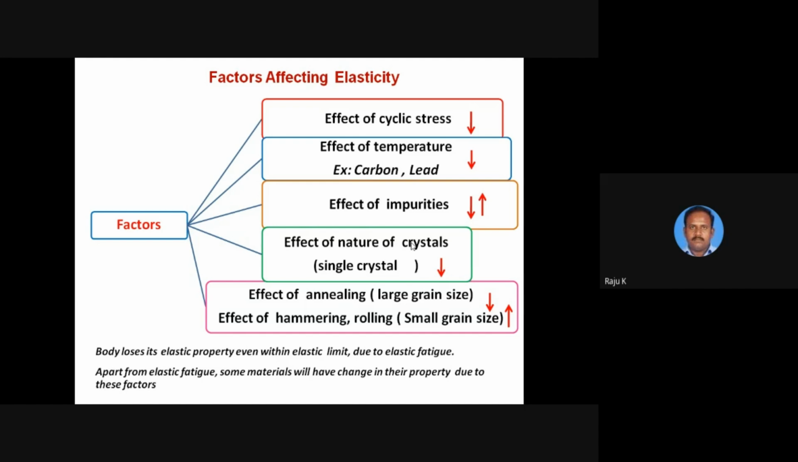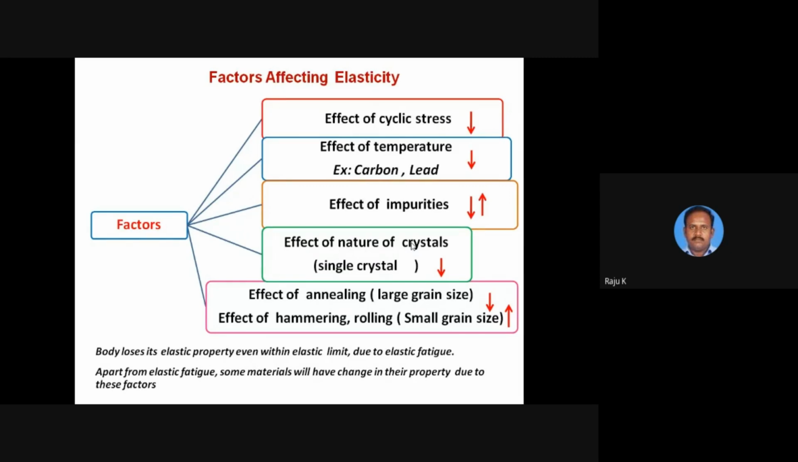If the elastic property is lost within the elastic limit due to the repeated stress applied on it, then that forms a fatigue. That is called an elastic fatigue. So apart from the elastic fatigue, these are some factors that may change the properties of elasticity in the material. Okay, so with this I conclude this session today.